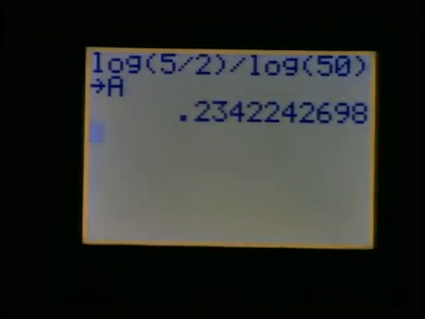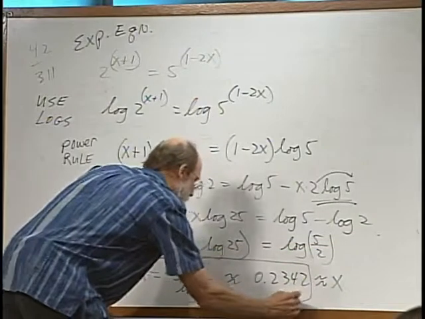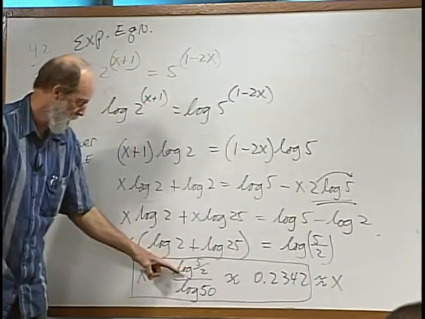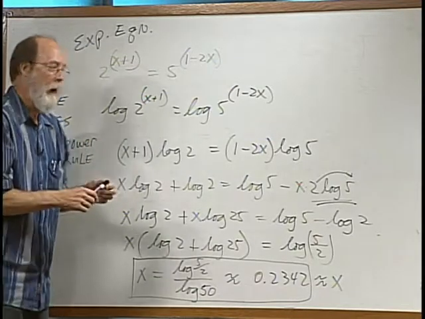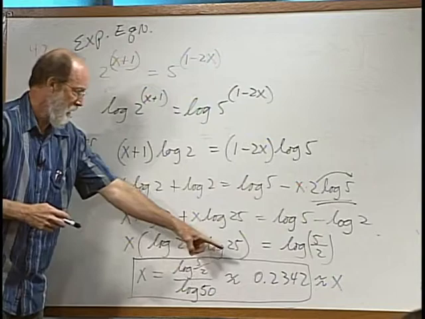See the cursor here is now in alphabet mode using the alpha key, and I'm going to pick the letter A for answer. Okay, so there's our answer, 0.2342 for x, approximately. And here's the exact answer here, and the approximate answer next to it. Exact and approximate. Now, the way we check it, I had stored that answer in memory cell A.